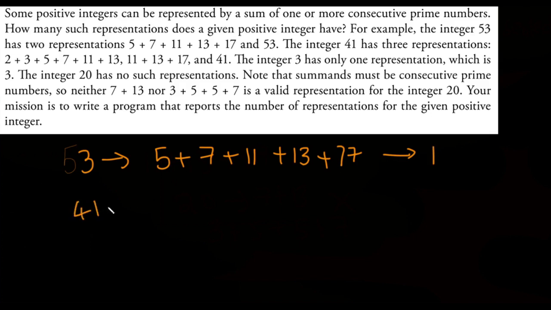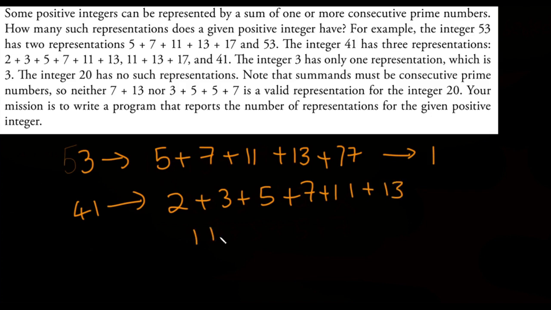And then we have 41. So 41 is 2 plus 3 plus 5 plus 7 plus 11 plus 13, and also 11 plus 13 plus 17. So both add up to 41. So we have two representations for 41.